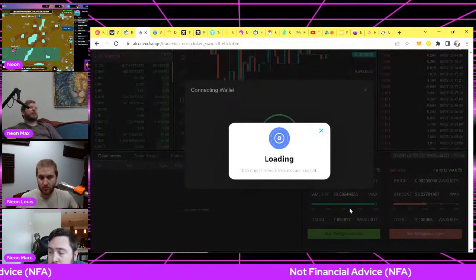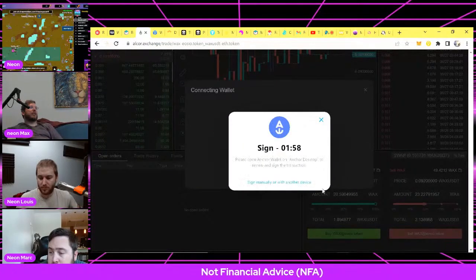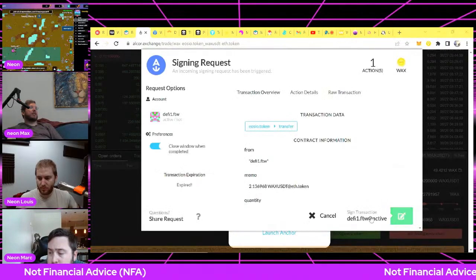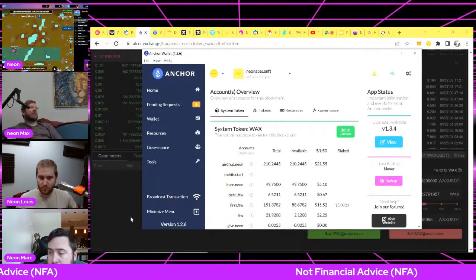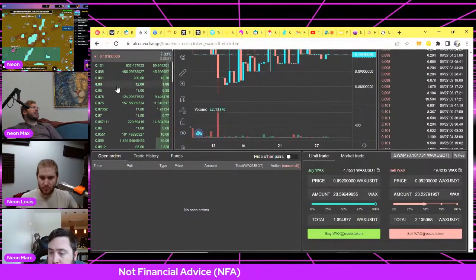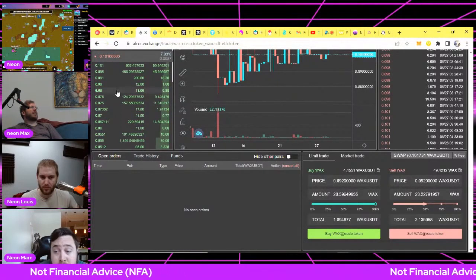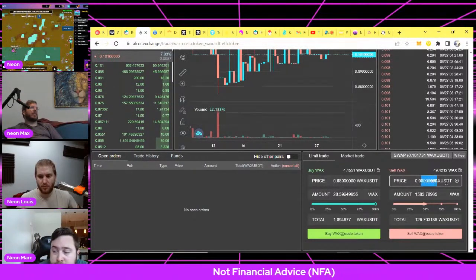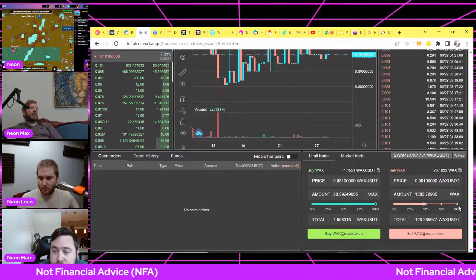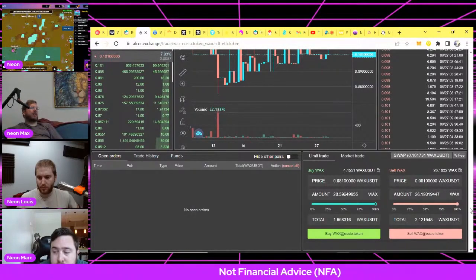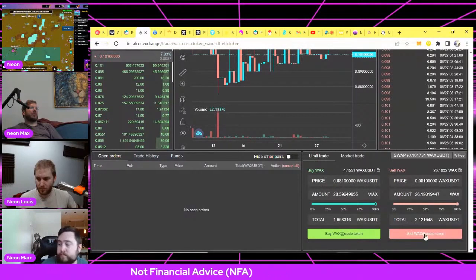$23. Let's place this order here. Sign manually. Done. And then here it drops to 8. Very little depth. Very little liquidity depth. So I'm just gonna go 8.1, and put the rest of my wax up for dollars, or buy dollars with my wax.